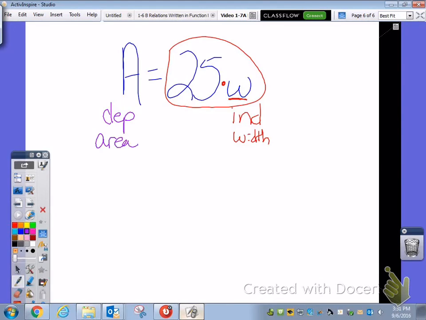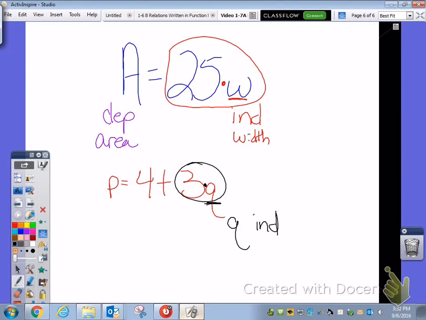If I give you another one, and I'm going to throw these in because I want you to get them. So let's say that P equals 4 plus 3Q. Let's identify which is the independent, which one's the dependent. You look for multiplication. This right here is multiplication. So Q is my independent. And that means P is my dependent. The one that's by times is always your independent. Always, always, always.